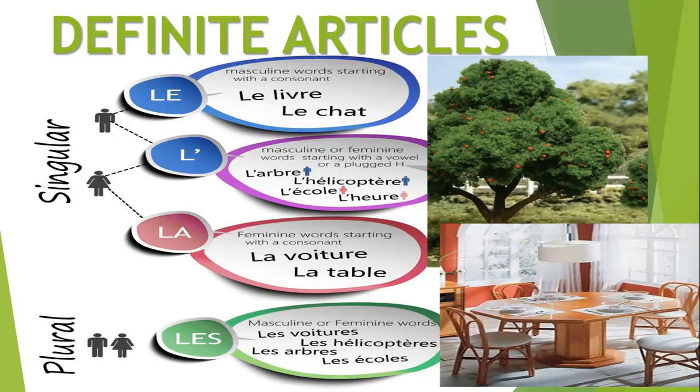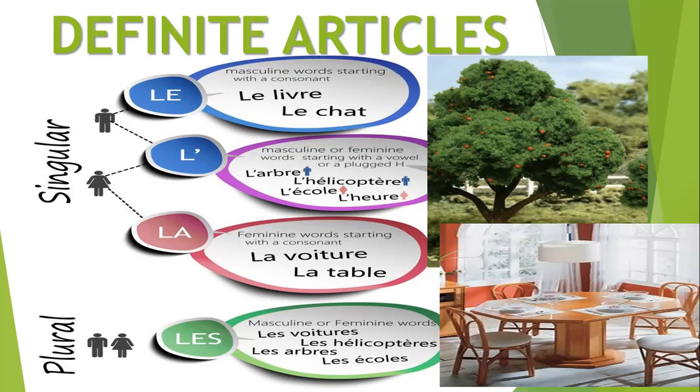Whenever a word starts with a vowel, without even thinking about its gender, you just have to put L apostrophe. It's over. Oh, great. It's that simple. So it becomes l'arbre.